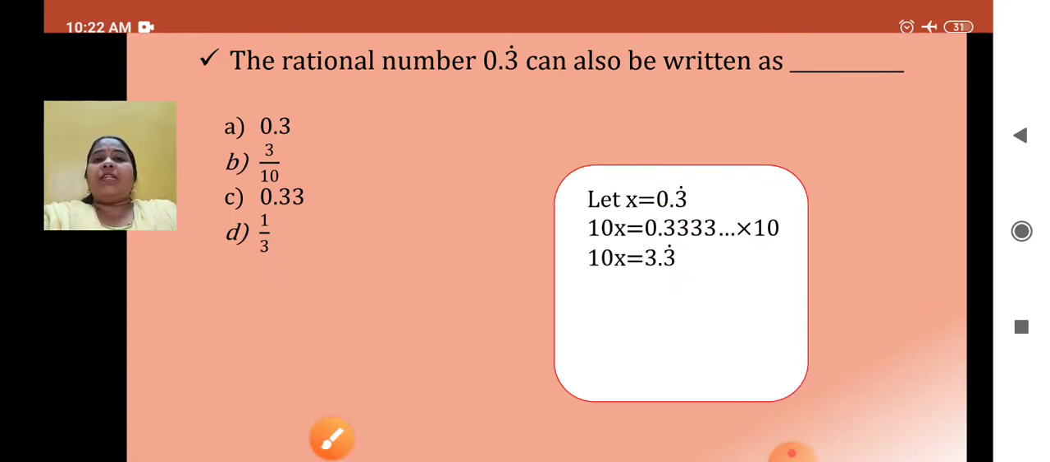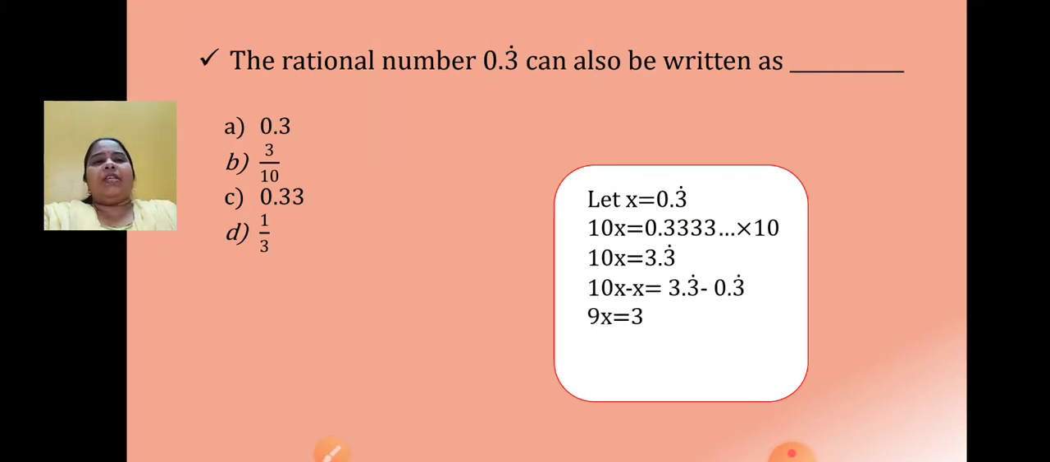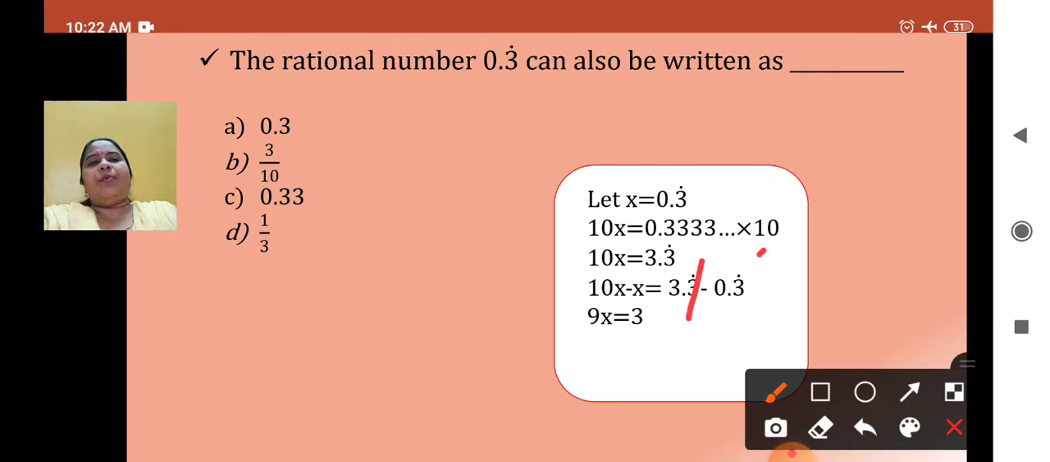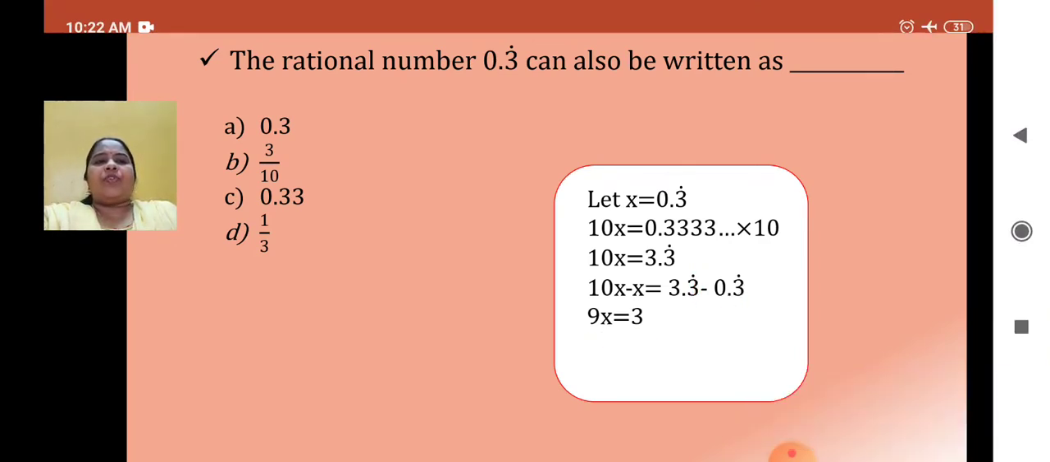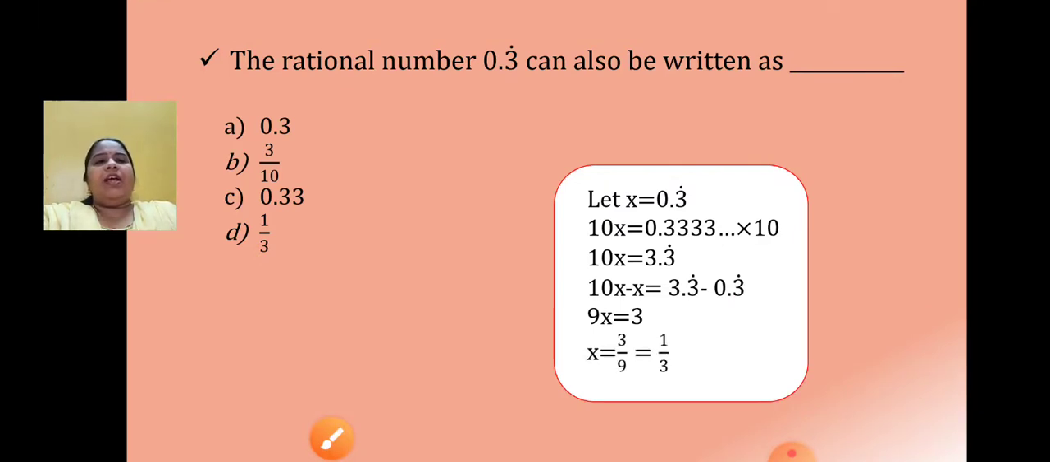Okay. These were the steps. After this we need to subtract. So 10x minus x. So 3.3 recurring minus 0.3 recurring. Okay. So what will happen after this? First 0.3 and 0.3 will get cancelled. 3 minus 0 is 3. 9x is equal to 3. So from here you can immediately get the answer. X is equal to 3 upon 9, that is 1 upon 3. 3 1s and 3 3s. I hope this is understood. It is a very important 2-mark question. So answer is option D, that is 1 upon 3.